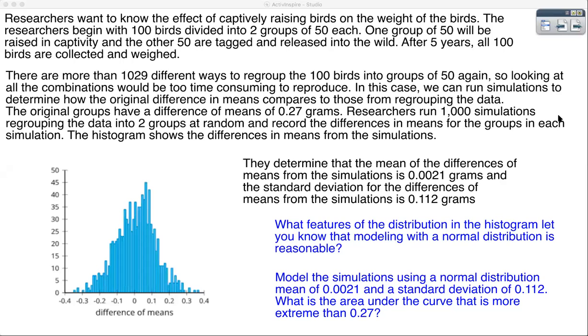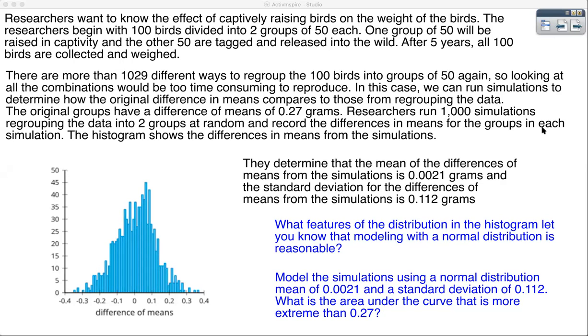Okay, so based on all of this information, what features of the distribution in the histogram let us know that modeling with a normal distribution is reasonable? Well, if we look at the distribution in the histogram, we can see that the distribution is bell-shaped and approximately symmetric. So knowing that this is a bell-shaped distribution and it's approximately symmetric, that allows us to know that modeling with a normal distribution is in fact reasonable.